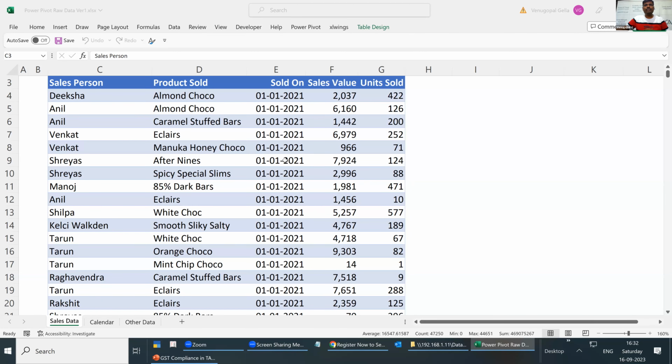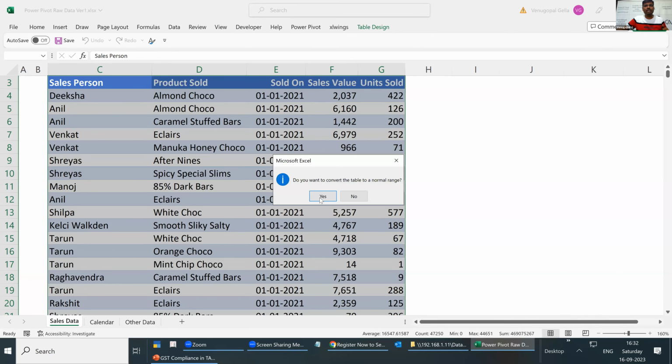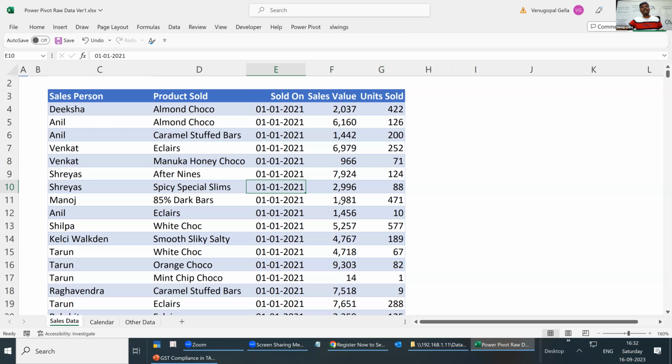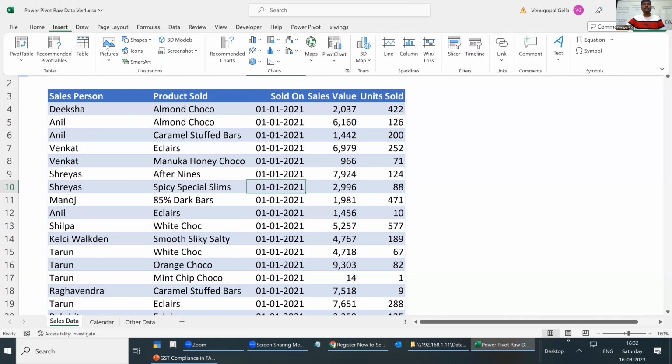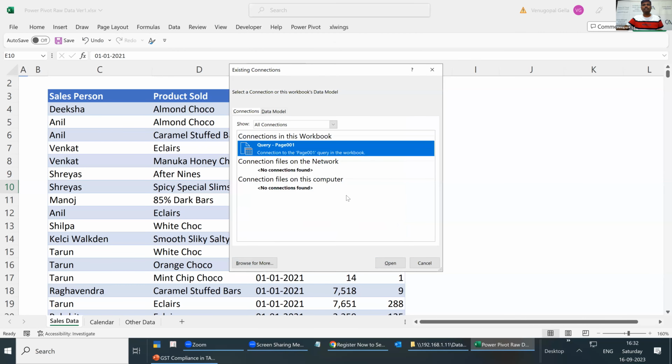Okay. So for slicer to work, slicers work only on tables. First, I have created this as a table. Let me just convert this to a range. So this is a normal data set. In a normal data set, I cannot insert a slicer. When I go to insert, I'm just selecting a slicer. So it is unable to find where to insert a slicer. I don't find any data set.